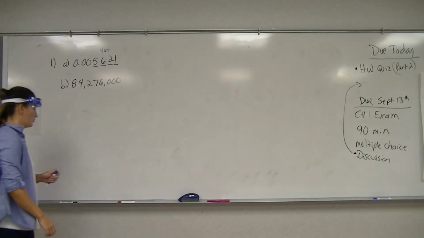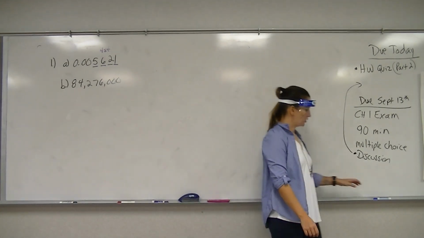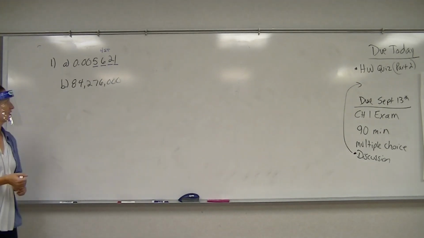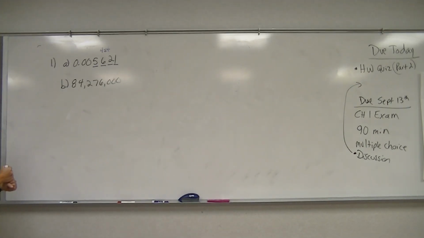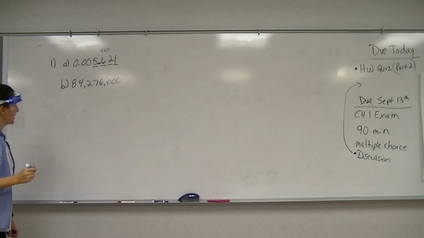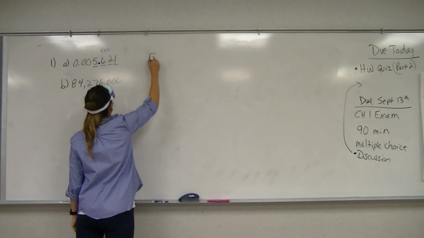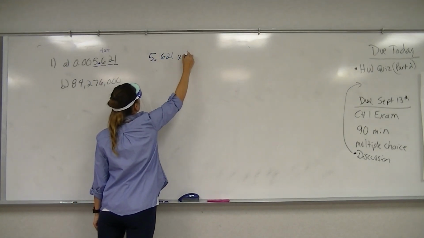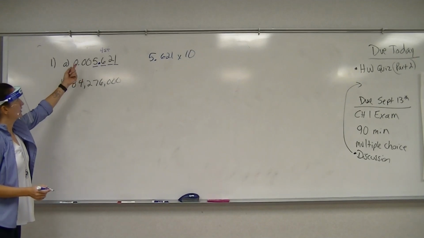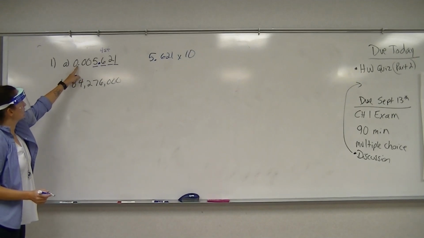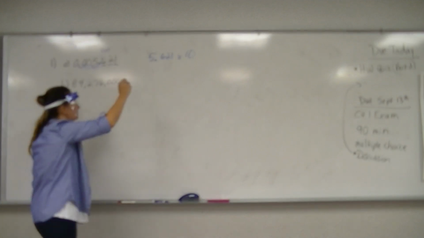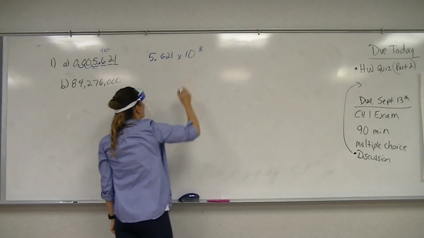So now, what I want to do is move that decimal so that there's just one non-zero number to the left. So what two numbers is that decimal going to go between? 5 and 6. Okay, so I'm going to get 5.621 times 10 to the, now we need to figure out the exponent, and that is how many times you move your original decimal to the new spot. 1, 2, 3. So we move it 3 times.